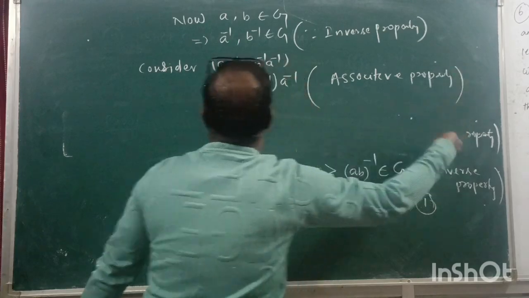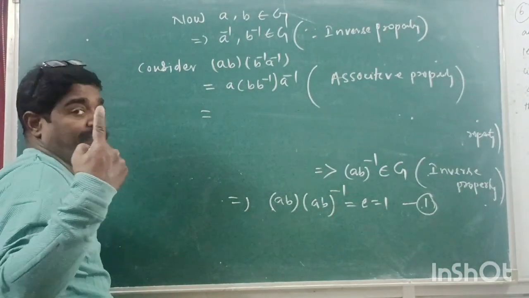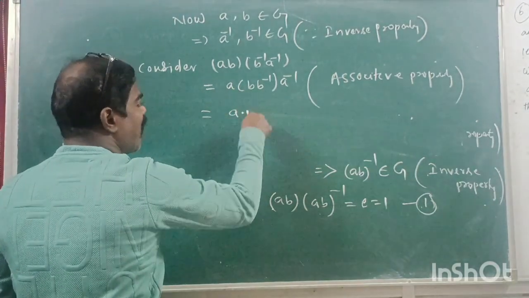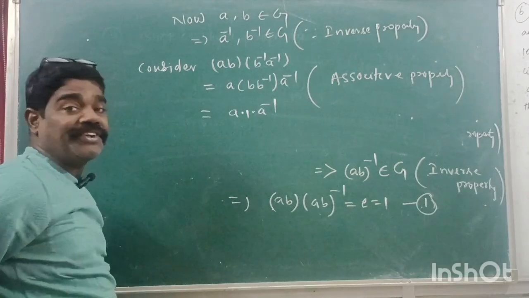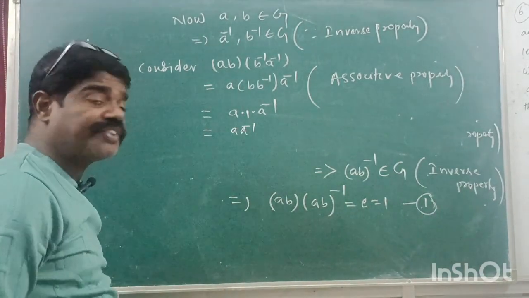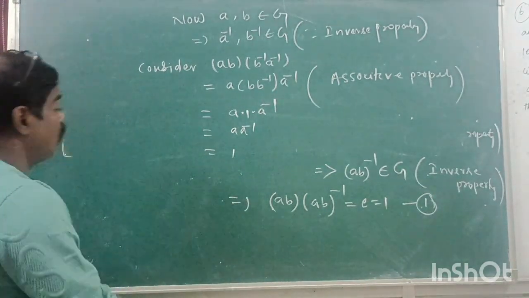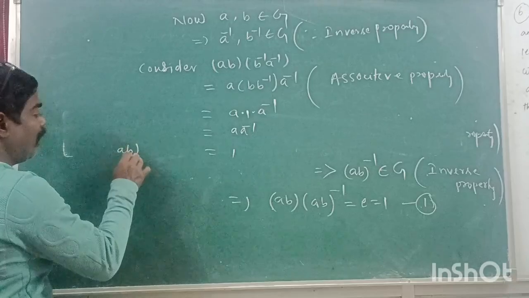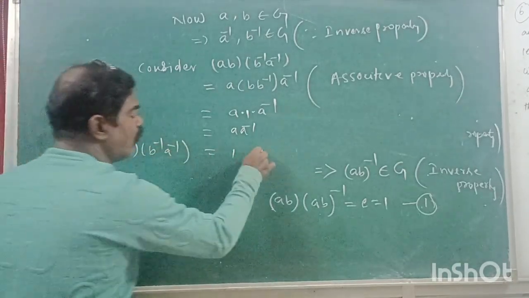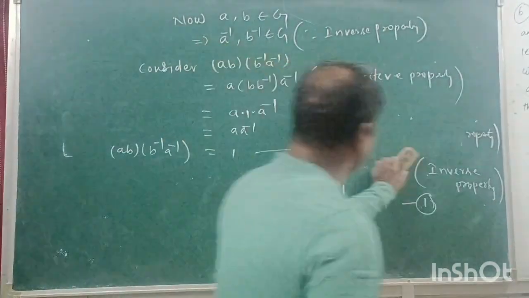Okay, fine. This is equal to B inverse is equal to how much? 1. So A1 means A E, means I'm writing A directly, no problem. Right? Fine. That is equal to A inverse. Understand or not? A inverse is equal to how much? 1 again. Right or not? So you got here AB, B inverse A inverse is equal to how much you got? 1. Equation 2.